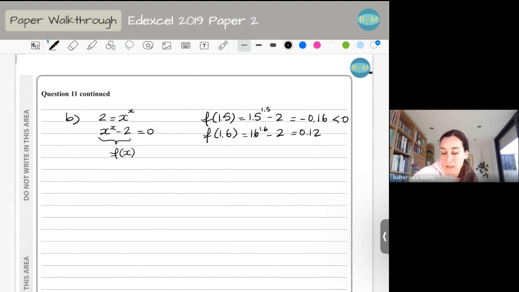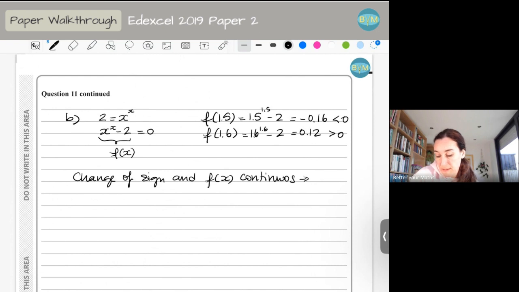One is negative, one is positive, and the function is continuous. Just remember to add that line. So change of sign, and the function continuous. There is a root, which means x to the power of x is going to be equal to that value.